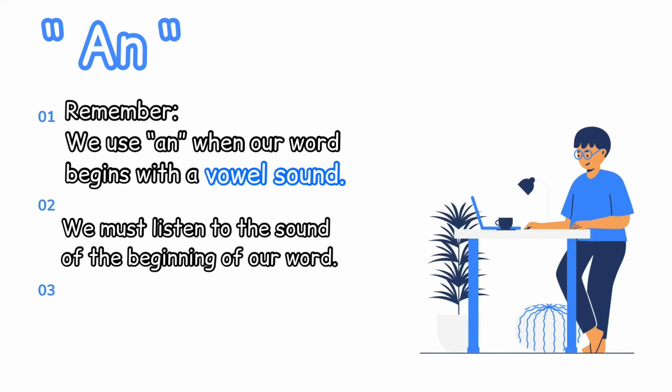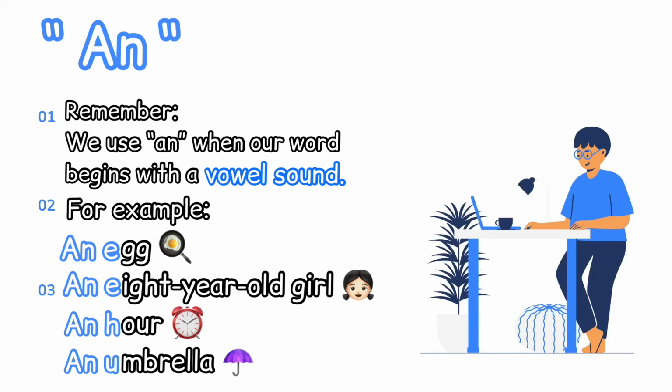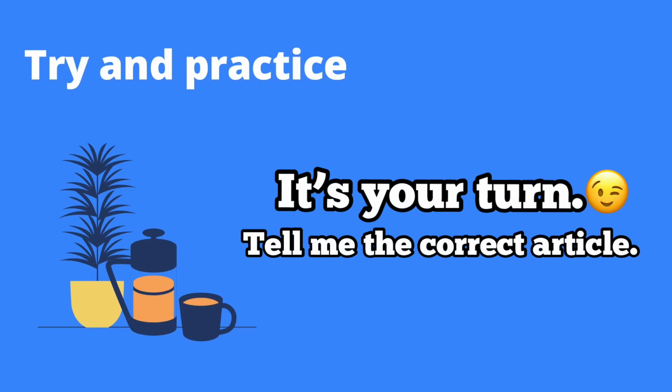When do we need an? We use an when our word begins with a vowel sound. Again, we must listen to the beginning of the word's sound. And for vowel sounds, I mean A, E, I, O, and U sounds, like an egg, an 8-year-old girl, an hour, an umbrella. Look at hour. Although the word begins with a consonant, it starts with a vowel sound, so we have to say an hour, an hour.